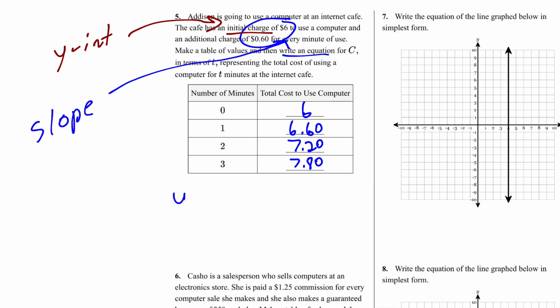If we put that together into an equation, we have y is equal to, oh, it's not y, is it? They tell you which letters to use. C is equal to 0.6 times t plus 6.